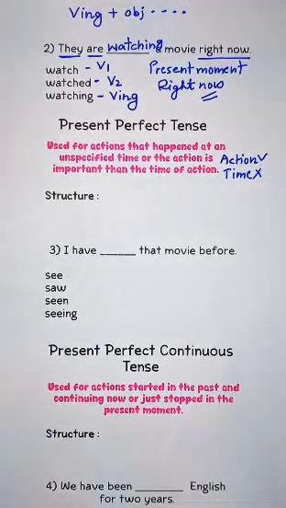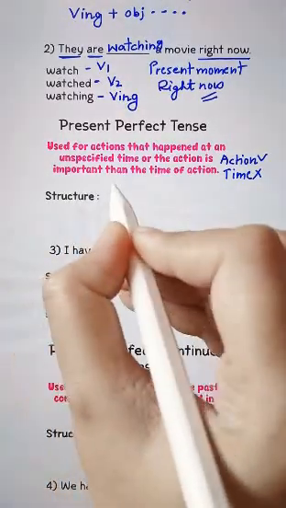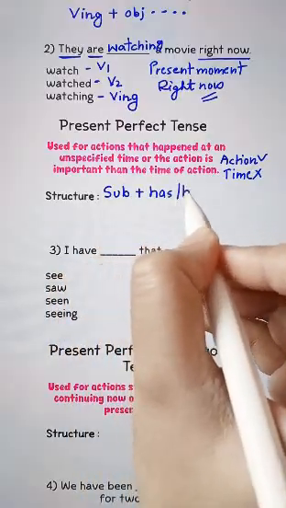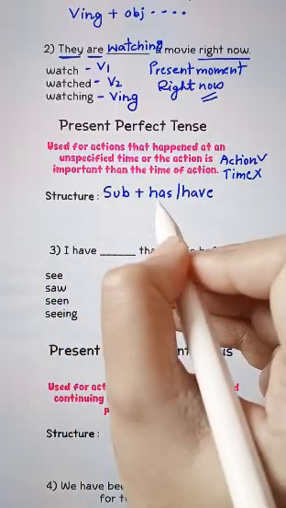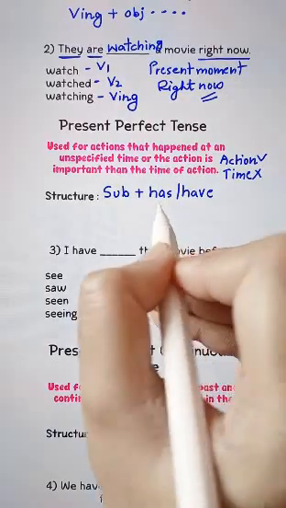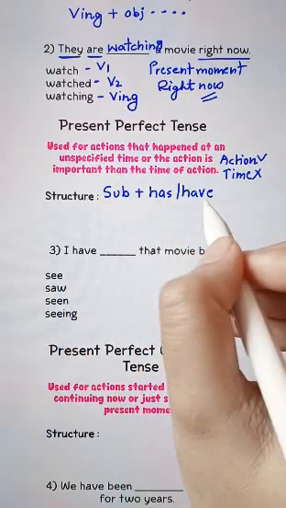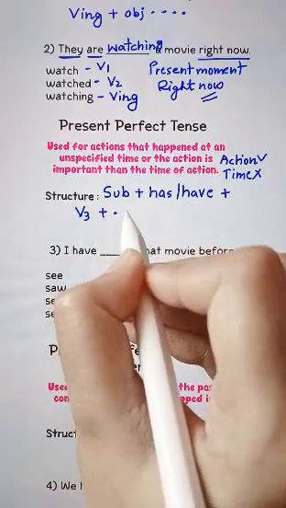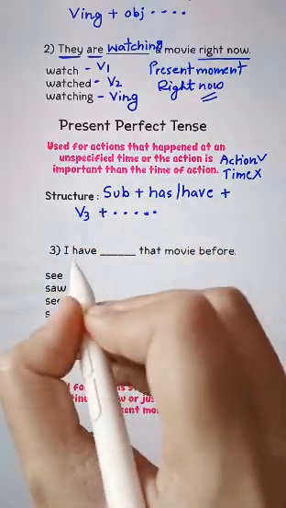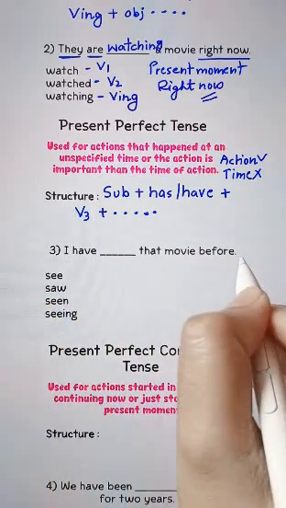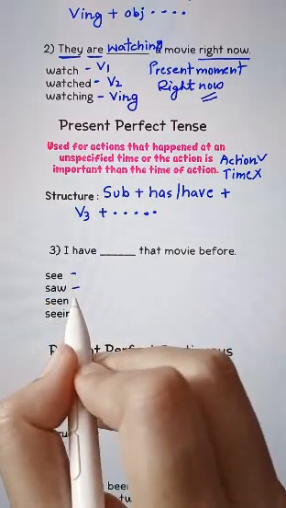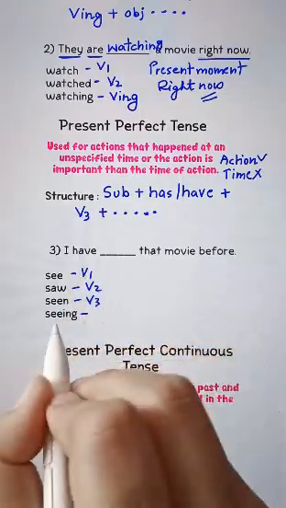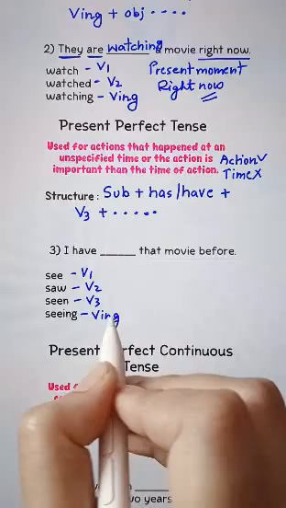Let's see the structure for present perfect tense. The structure is subject plus has or have, has for he, she, it, and have for I, you, we, they, plus verb 3, the past participle form of the verb, plus the objects. I have blank that movie before. See, saw, seen, seeing. Verb 1, verb 2, verb 3, and the ing form of the verb.